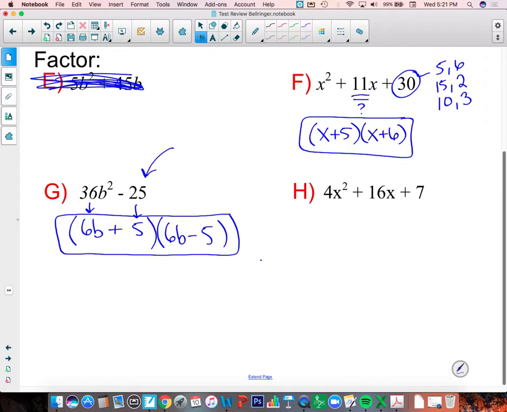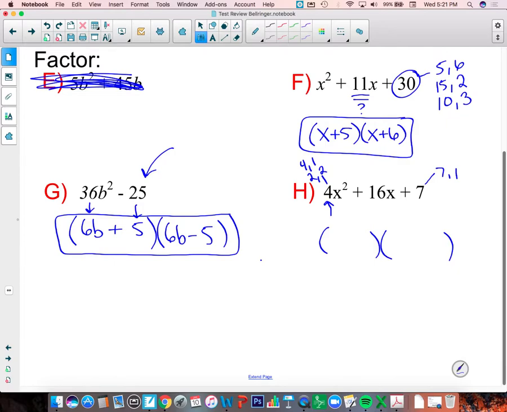Okay, H. It is a SMILE method, and the way we recognize it's a SMILE method is because of the number out front. We have a 4 out front. So that means you have to try factors of the number in front and factors of the number in back, which thankfully we only have one set of factors in the back to try.